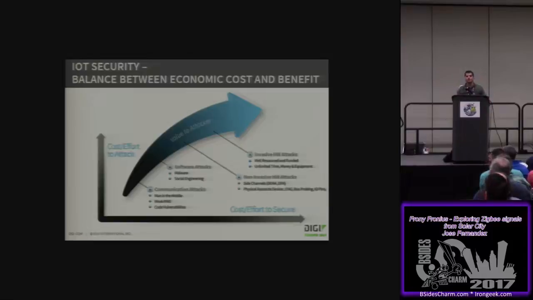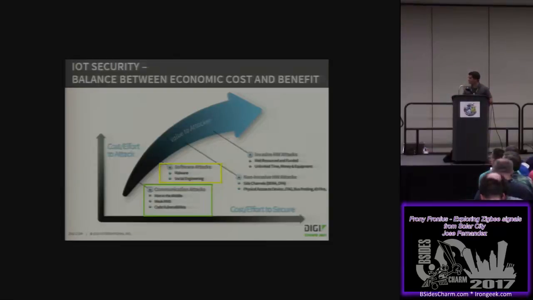So recently, DigiCorp actually put out the Internet of Threats security balance between economic cost and benefit. So perhaps the people in the back cannot see this very clearly, but it's pretty much the cost to scale ratio between, at the bottom, there are some communication attacks. Yeah, I shouldn't point things. So in there you have some man-in-the-middle attacks that you can do.